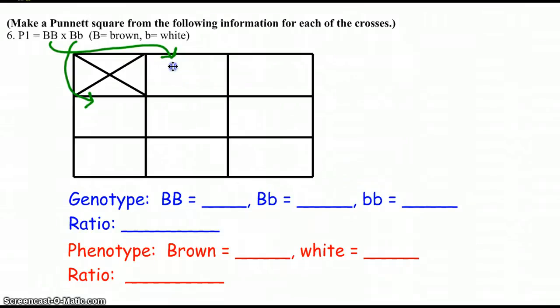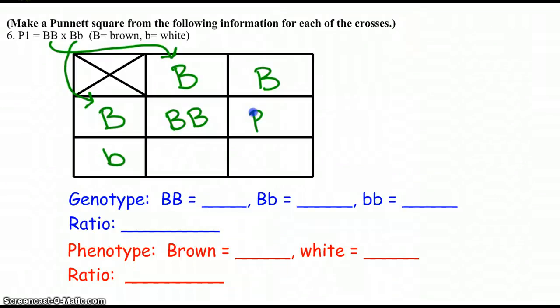So let's separate the alleles. So here's big B, big B. My second parent's going on the side, separating the alleles, big B, little b. Now all we have to do is pull one down and one across. So big B, big B. This one's coming down. This one's coming across. So big B, big B.